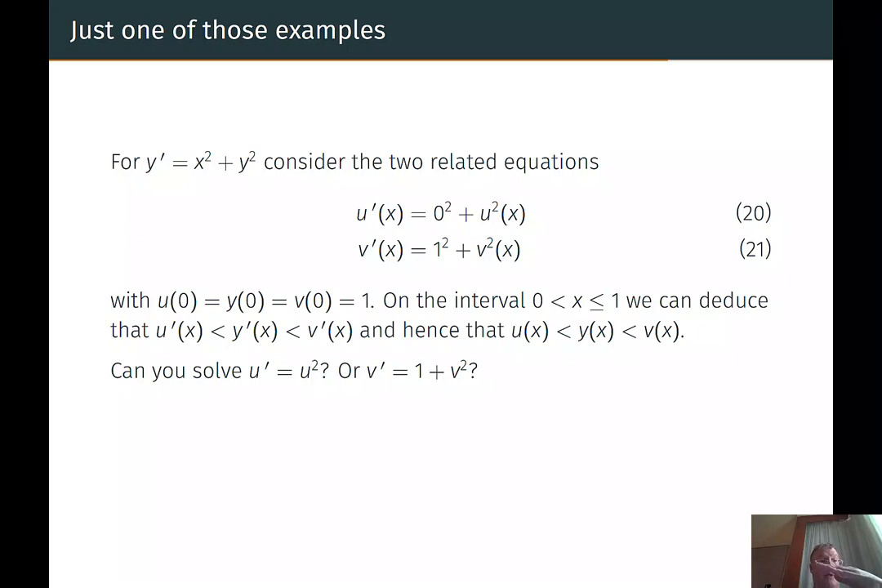So that means that the growth of u is going to be this, and the growth of y is going to be a bit more, and the growth of v is going to be a bit more. So we can deduce that u of x itself is less than y, which is less than v on the interval. So now, can we solve these equations 20 and 21? Can we solve u prime equals u squared? Can we solve v prime equals v squared? Both of these are simpler than the original equation.